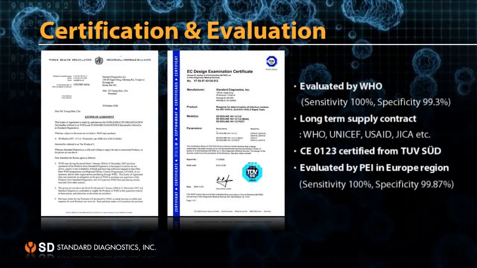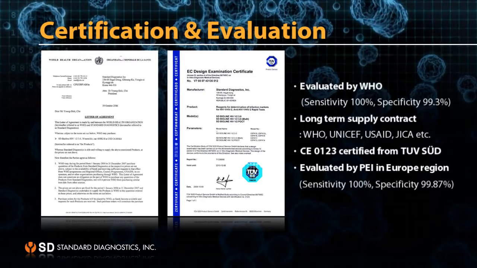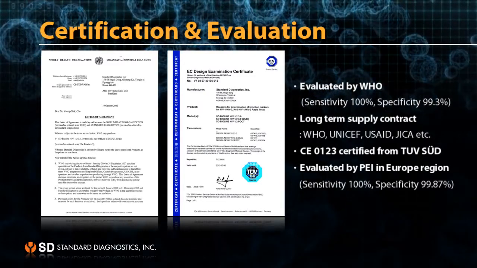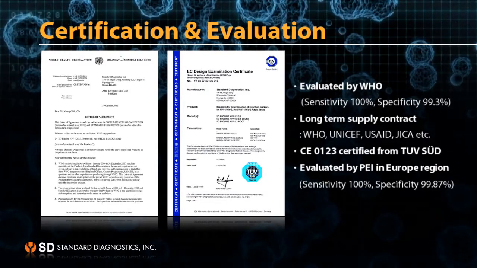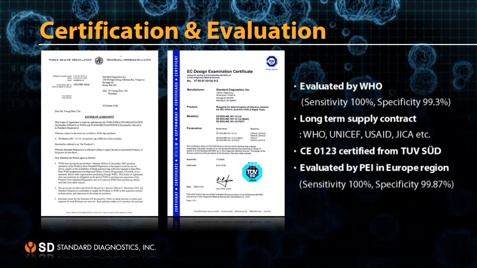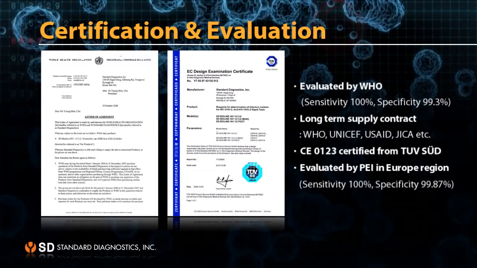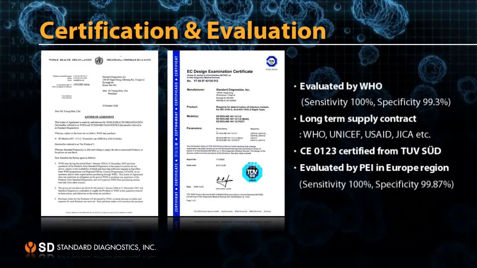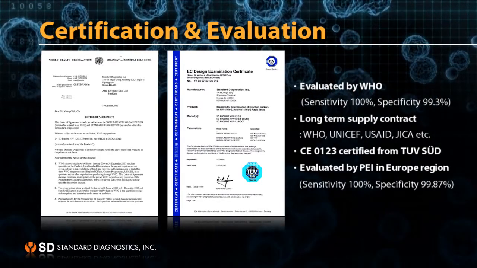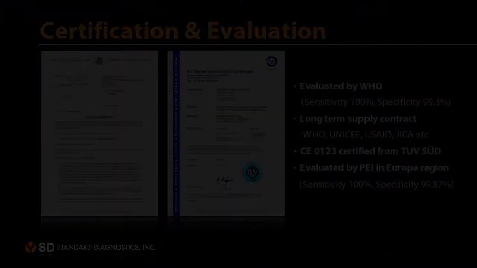The BIOLINE HIV rapid test was evaluated by WHO with 100% sensitivity and 99.3% specificity. According to this, SD got a long-term supply contract with WHO, UNICEF, USAID, and many other NGOs. And in 2008, SD got the CE mark on the HIV kit with excellent performance evaluation results.